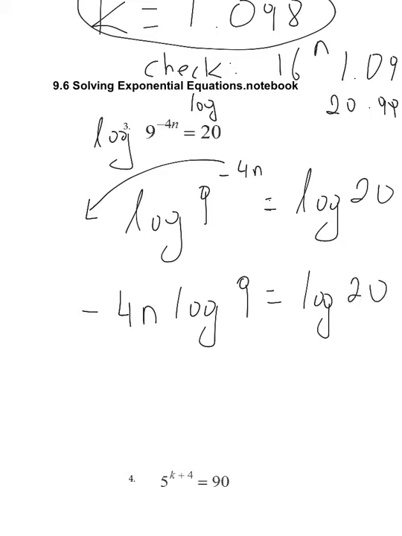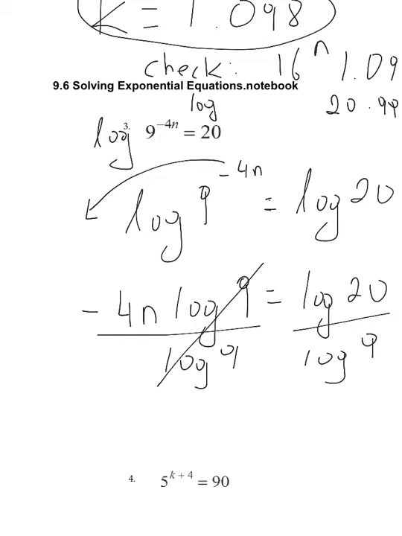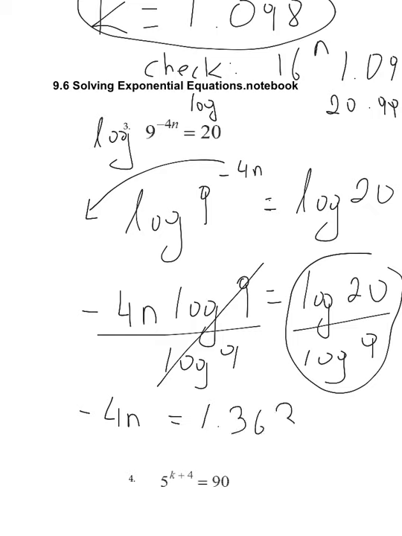Okay, now what is your next step? Your next step is to divide by log 9. So this cancels, so on the left side you get negative 4n equals, and if you put this in the calculator, okay, let's see what I get. I get log 20 divided by log 9. I get 1.363. So now this is a simple algebra 1 equation.